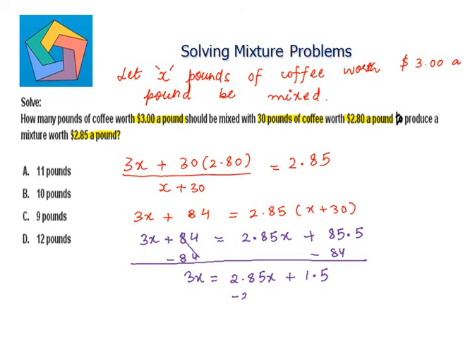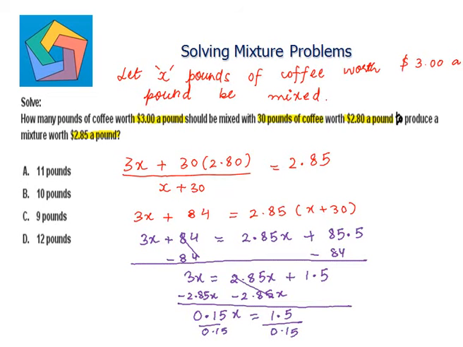Subtracting 2.85x both sides, so 3x minus 2.85x becomes 0.15x, which is equal to 1.5. Dividing by 0.15 both sides, we get x as 10. So we can say 10 pounds of coffee should be mixed with 30 pounds of coffee in order to produce the mixture worth $2.85 a pound. So B, 10 pounds, is the answer.